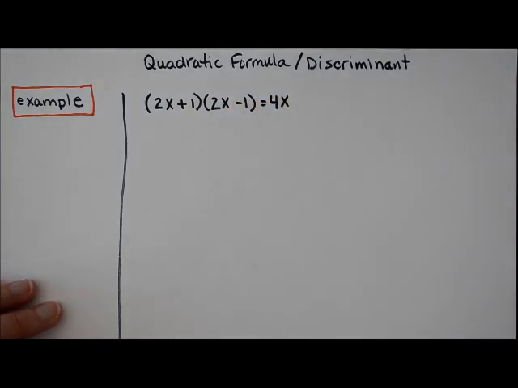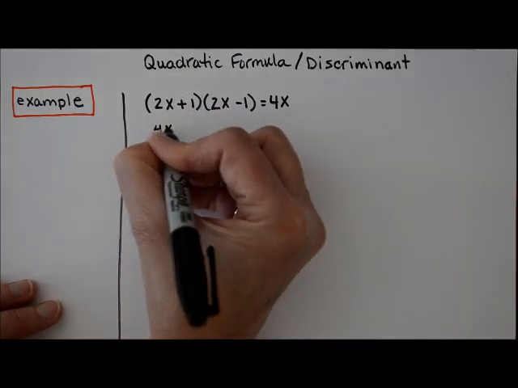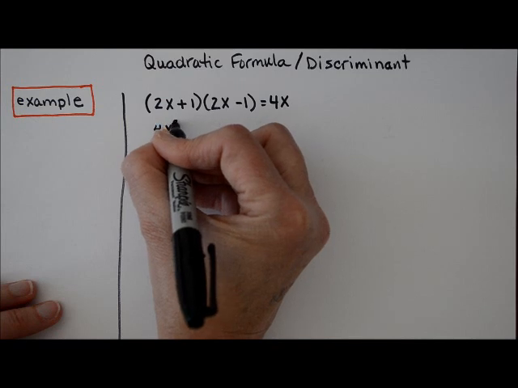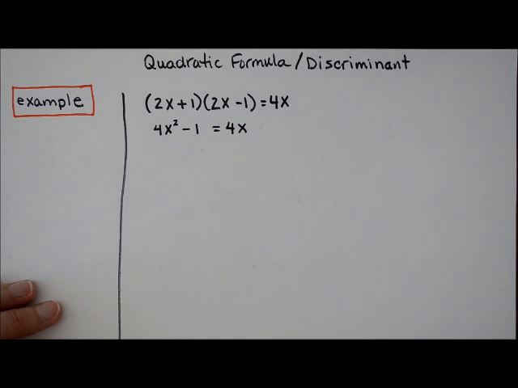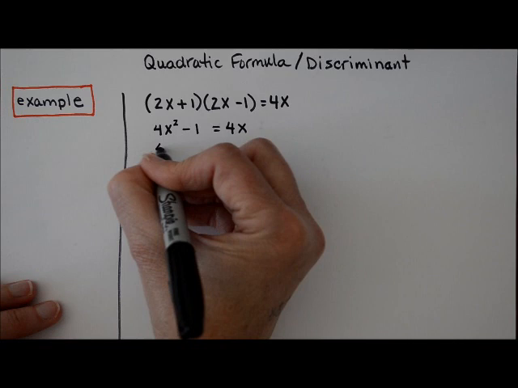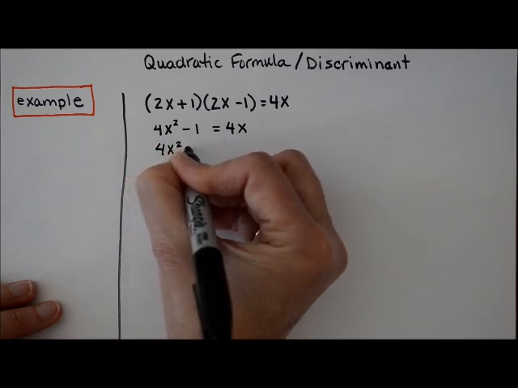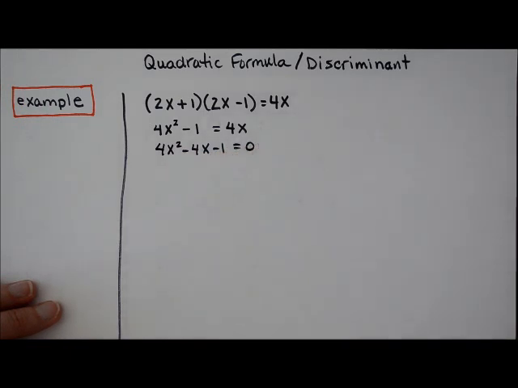Okay, well, I really can't put it in the quadratic formula. I'm going to have to multiply that out, get everything to one side. Remember, when you're looking for roots, one side has to be 0. So I'm going to multiply this out, and I already know how to multiply this out because this is the difference of squares. So 4x squared minus 1 equals 4x. I'm going to go ahead and move this 4x over. So I have 4x squared minus 4x minus 1 equals 0.